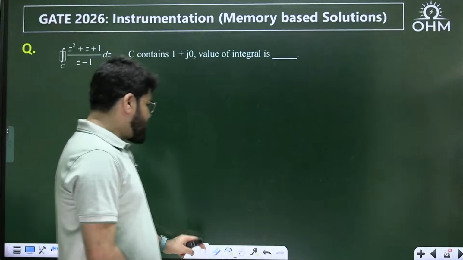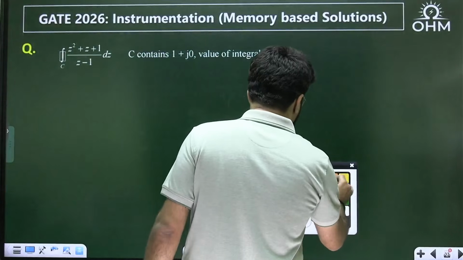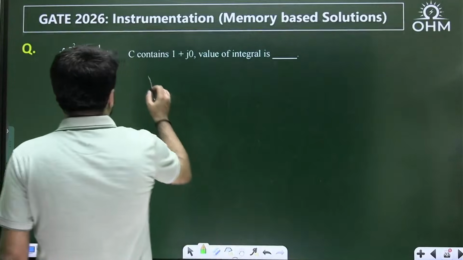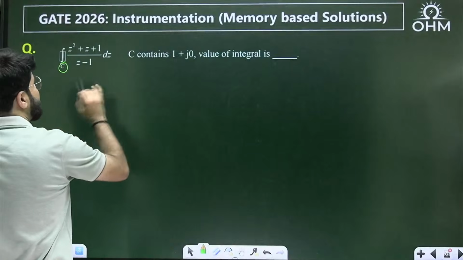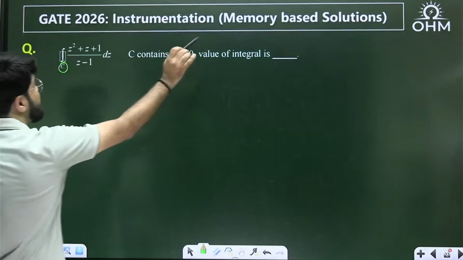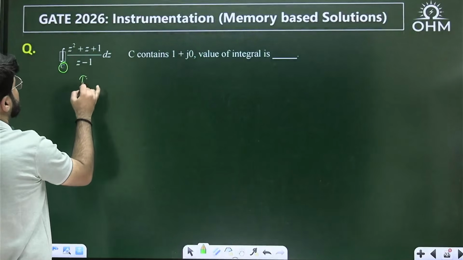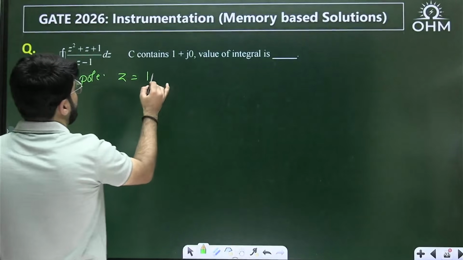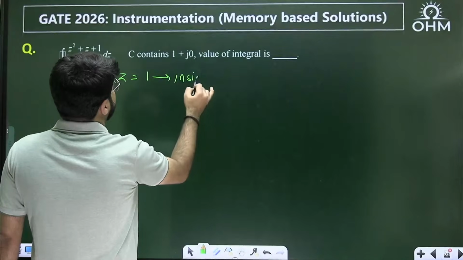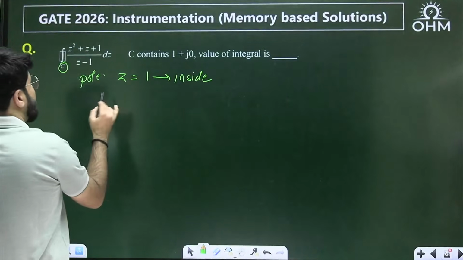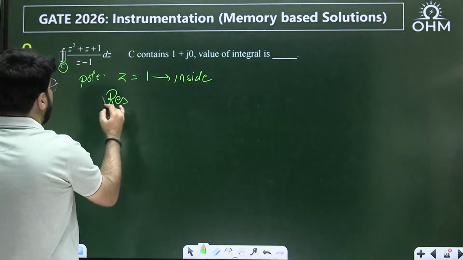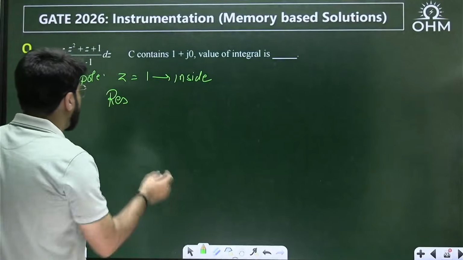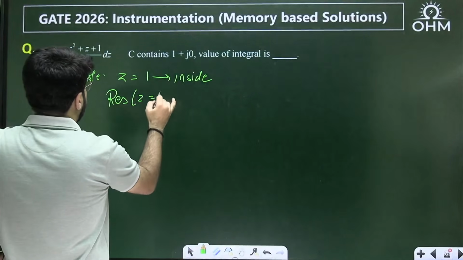Next question. How easy a question from contour integral. This given contour C, whatever it is, contains 1 comma J0, 1 plus J0. Why is this important? Because the only pole or singular point of the function is Z equal to 1. Inside or outside, clearly the data mention it is inside. So if it is inside, then I will calculate the residue, otherwise I will not do anything. What is the residue at Z equal to 1?